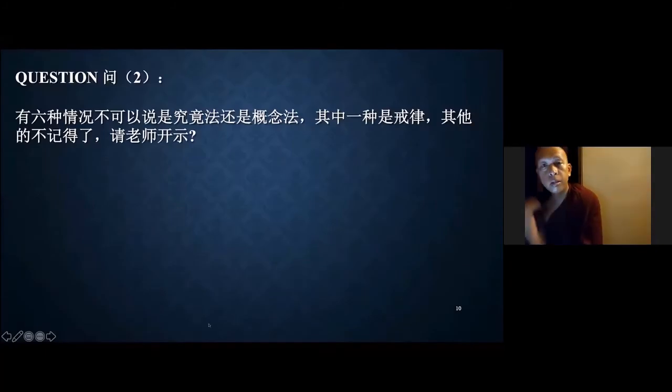Yes, Sadhu, this is a question regarding pannatti. It says, according to this questioner, there are six conditions which could not be classified as paramattha or pannatti. One of them is vinaya or sila, and the others he has forgotten. So could Sadhu please explain what are the conditions which are not included in paramattha nor pannatti?